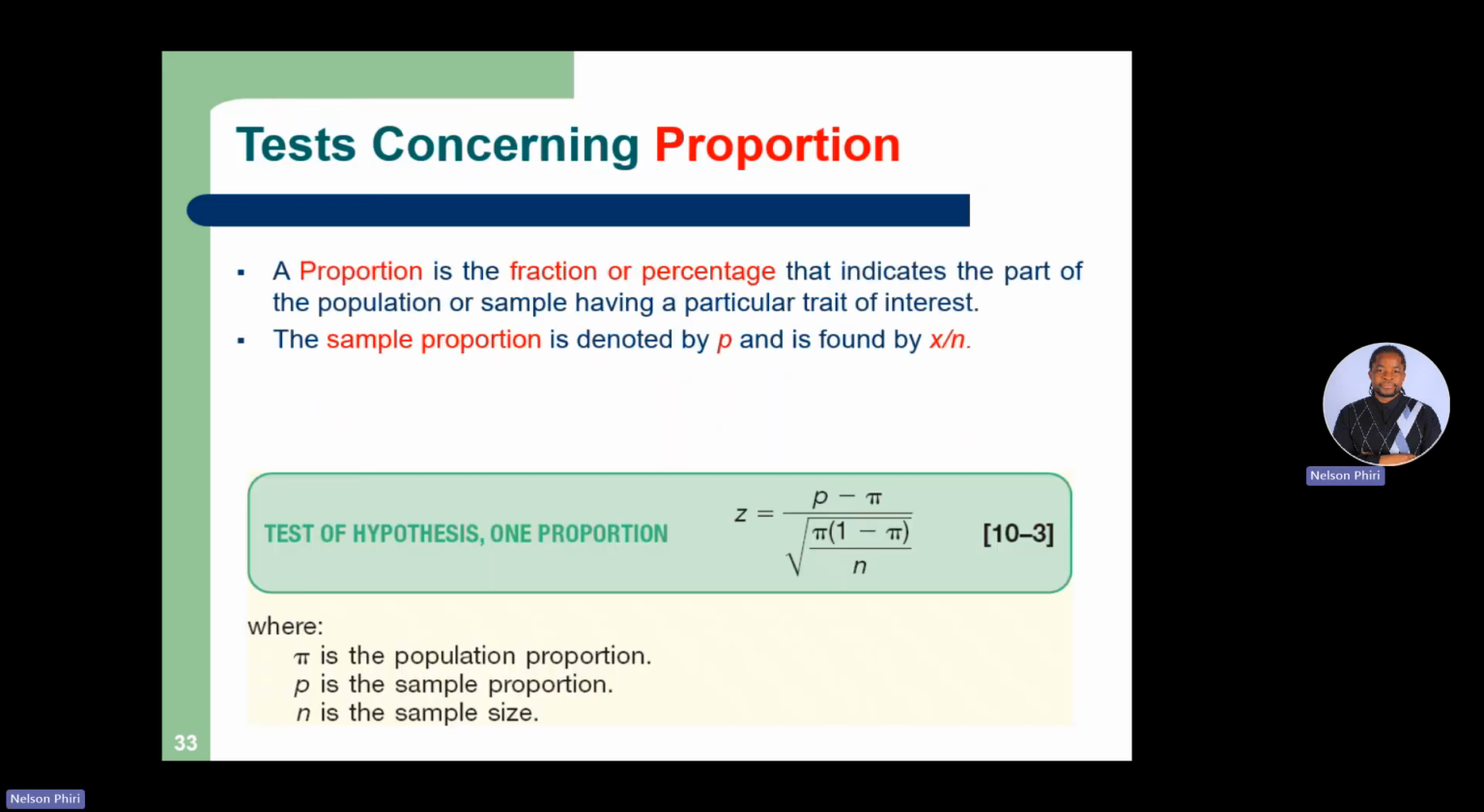Now we move on to tests that involve your proportion. So your proportion is a fraction or percentage that indicates part of a population having a particular trait of interest. So a simple proportion is denoted by P and is found by taking the number X divided by N, where X can be the number of successful outcomes and N is the total events. So the test statistic for that is Z equals P minus theta over the square root of theta times 1 minus theta over N, where theta is the population proportion and P is the sample proportion, and N is the sample size.